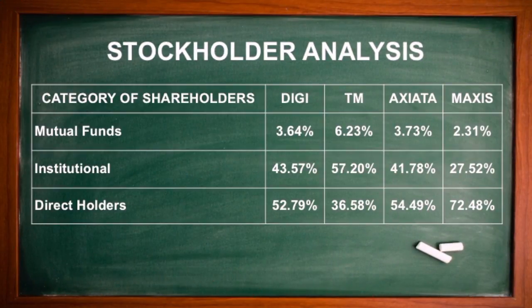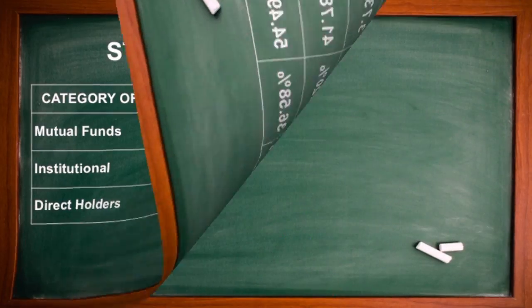Stockholder analysis. In this section, we attempt to identify the marginal investors in an effort to understand whether the basic assumptions of the CAPM methods are applicable. In the event that the marginal investors are well-diversified institutional investors, the assumption behind the CAPM is satisfied. Among the companies, Telekom has the highest institutional investors, including mutual fund investors, which hold 63.43% of shares in the company, while for Digi, Maxis, and Axiata, most of the shares are held by direct holders, which account for more than 50% of the shares in the respective companies.